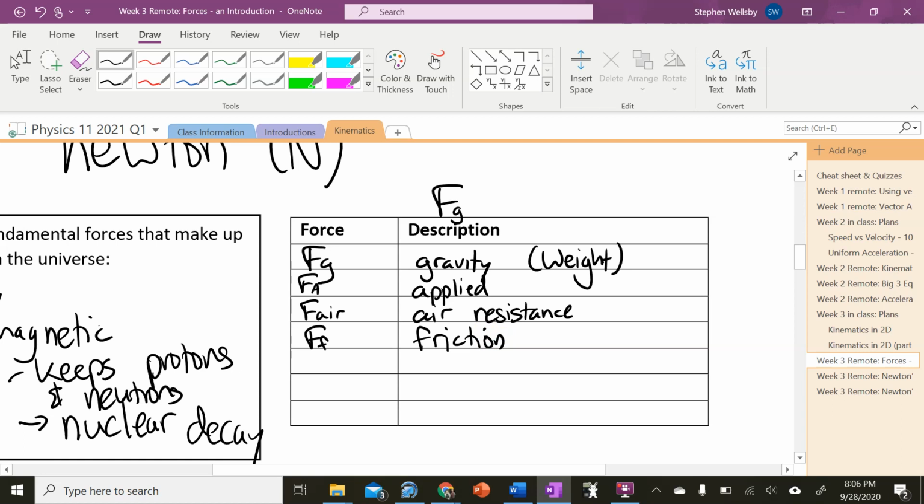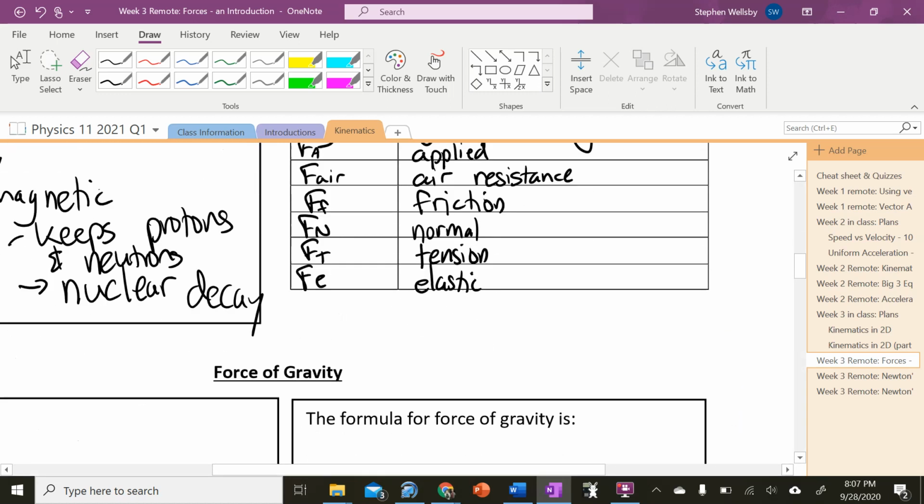Then we can talk about normal force, and we'll talk in more detail about what that is in our next few lessons. But the normal force is a force that always applies whenever two solid objects are in contact with each other. And there's a few other ones. We have Ft or Fe. These are tension force, or elastic force. So these are some of the common ones. We might have other ones that come up. Buoyancy might be another one, but we're not going to deal with that one ourselves in Physics 11.